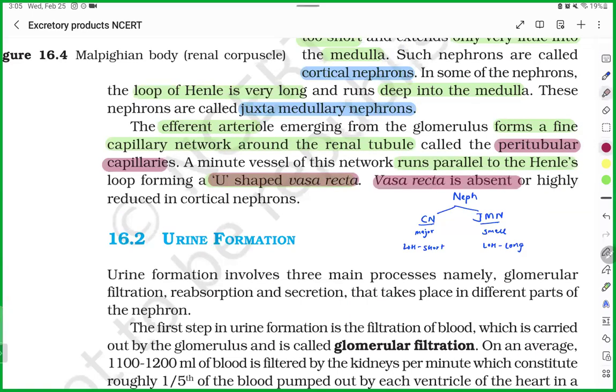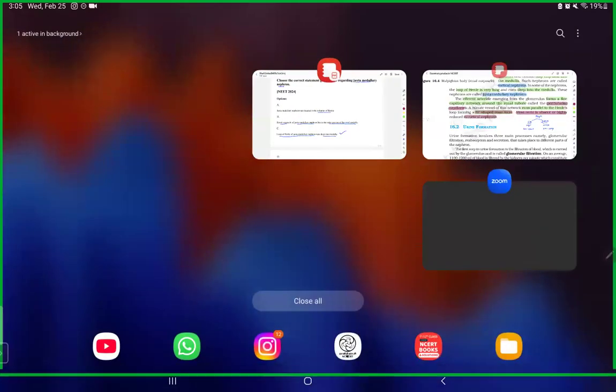And vasa recta are negligible in the case of cortical nephron. Why? Because the loop of Henle is not there. If no loop of Henle, no vasa recta. As simple as that. Okay. Now look at this question again.